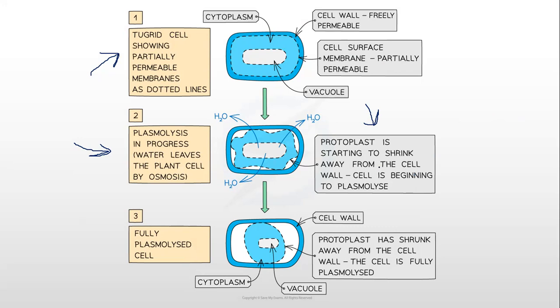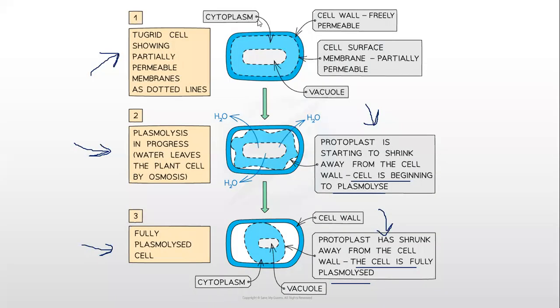Protoplast is starting to shrink away from the cell wall. Cells begin to plasmolize. This is what a fully plasmolized cell means. Protoplast has shrunk away from the cell wall. The cell is fully plasmolized. ये आपको यहाँ पे show हो रहा है. This is osmosis in plant cell.